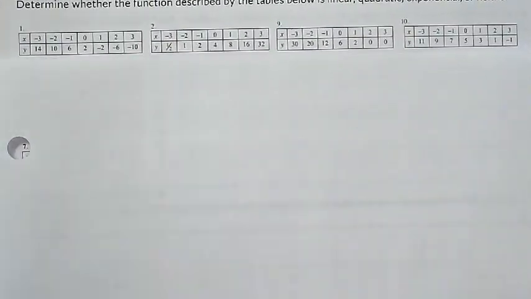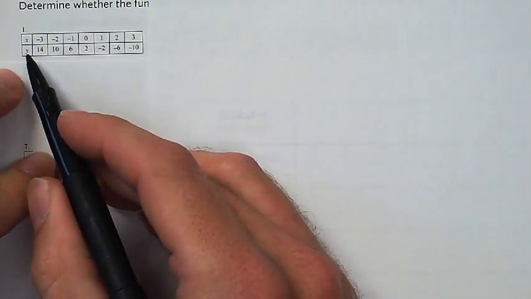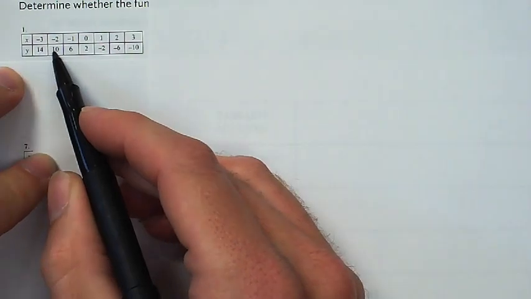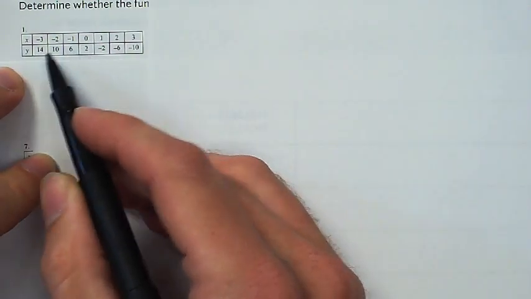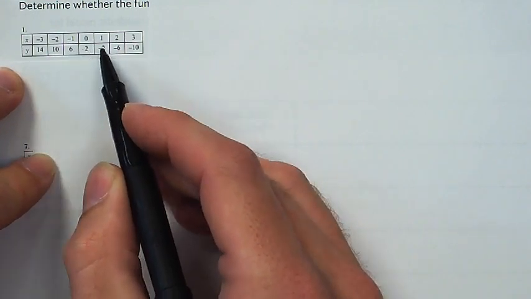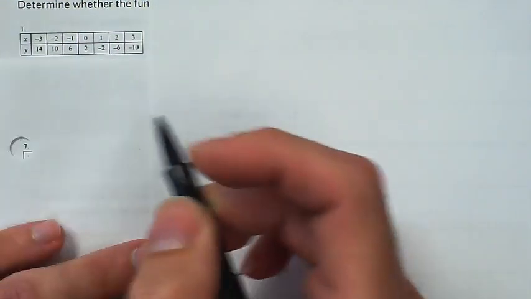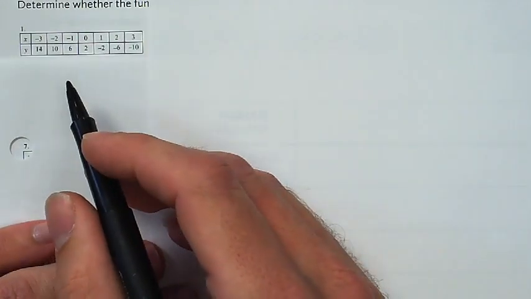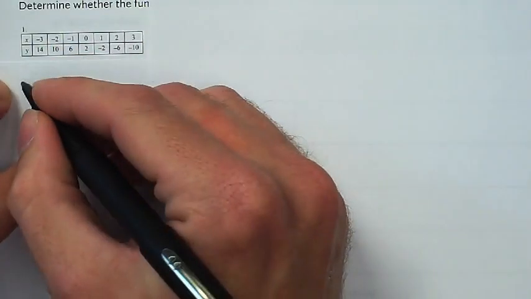Now, just to remind you, linear is going to be where, when we have evenly spaced x's, the y's continually increase by some number. So I'm going to say, all right, 14, 10, 6, 2. I decreased by 4, I decreased by 4, I decreased by 4. I'm decreasing by 4 every time. Okay, so number 1 is going to be linear because it's got that constant first difference.